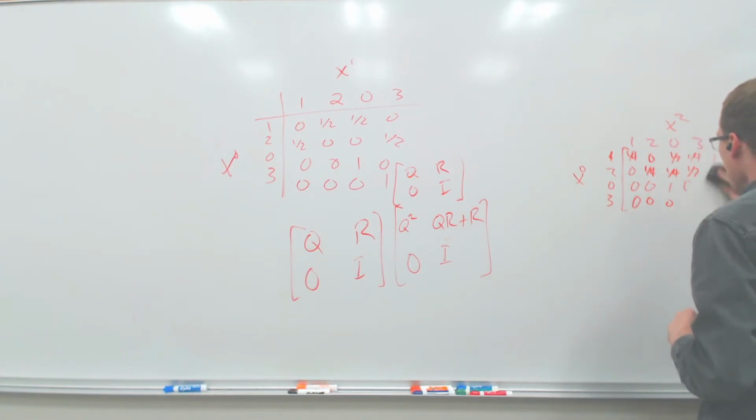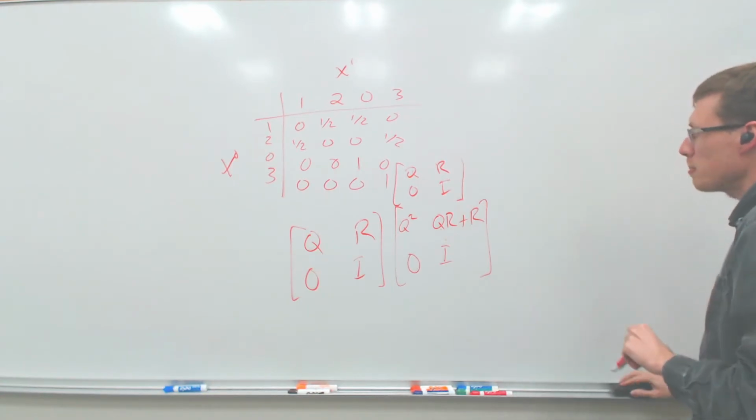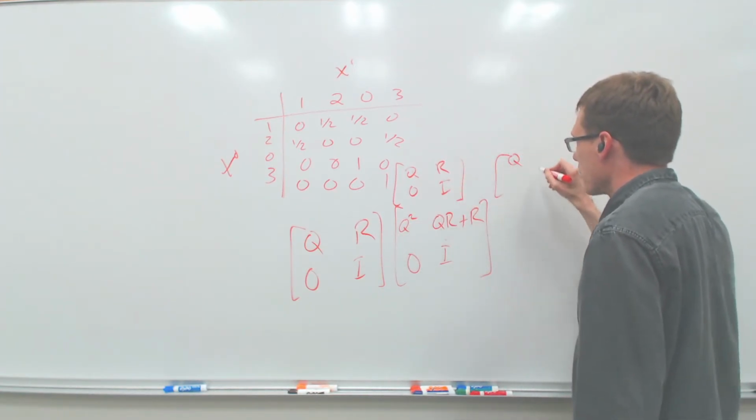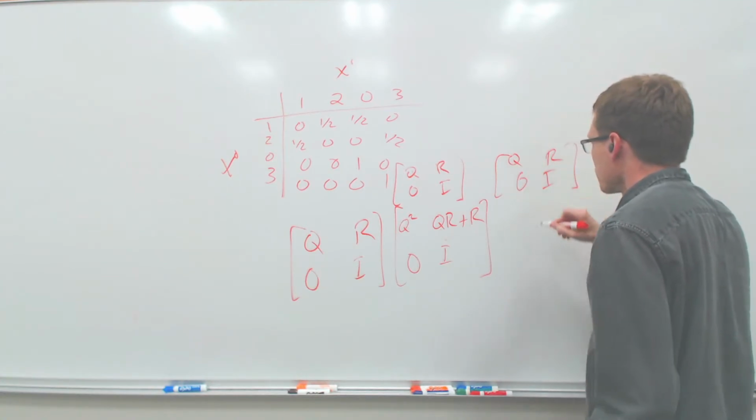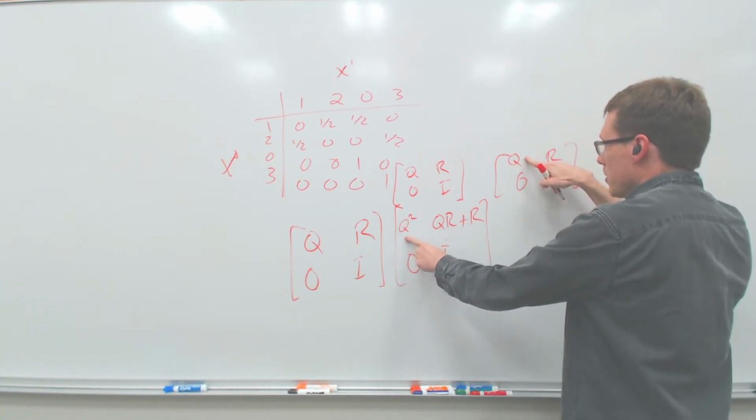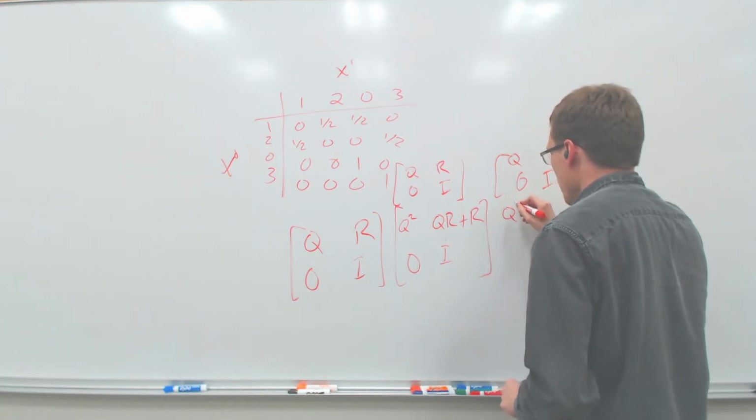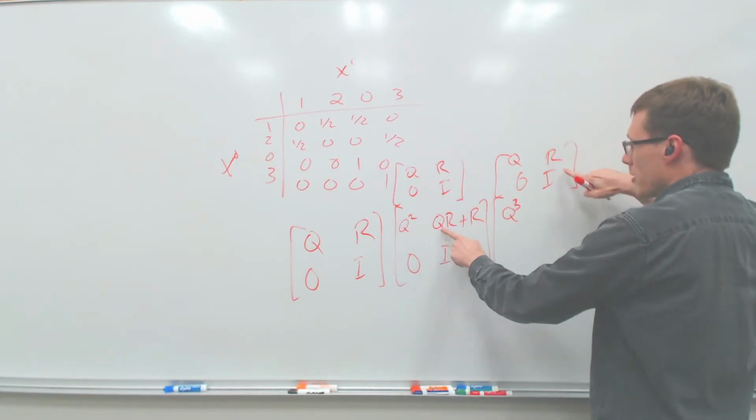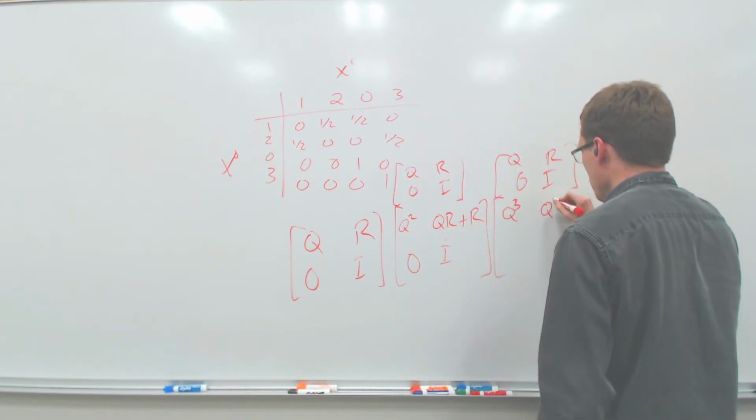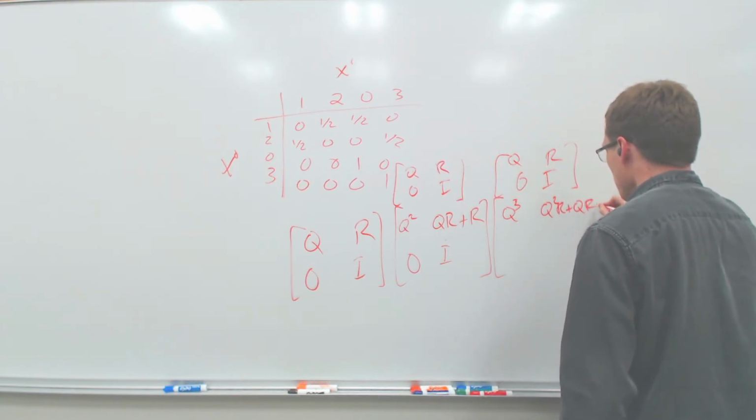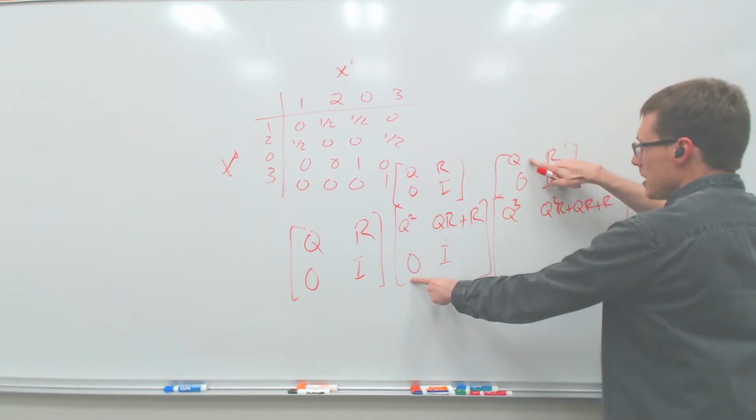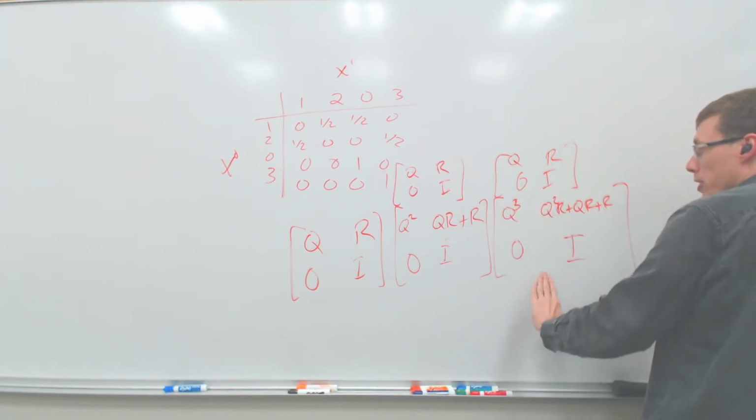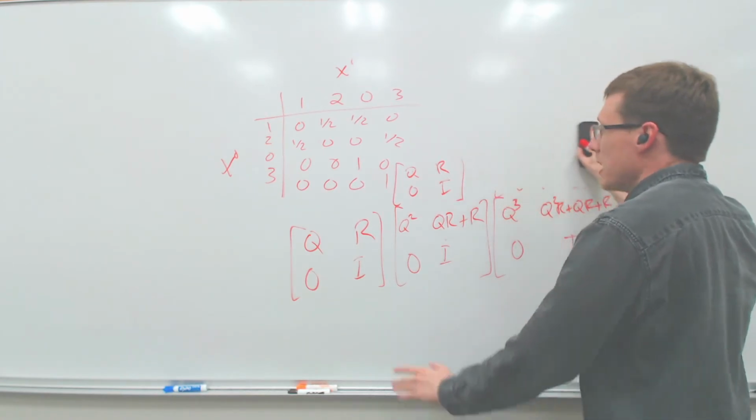And so now if we go for a third flip, and after three, I'll stop. So this is after two flips, and now we multiply one more time. Q, R, 0, I. And now we get Q cubed and nothing, right? And then we get Q squared R plus this thing, which is going to be Q squared R plus QR plus R. And then we have 0, and then we have I.